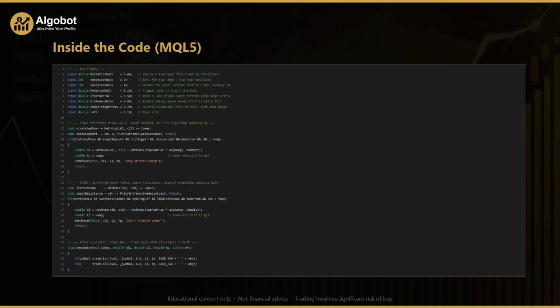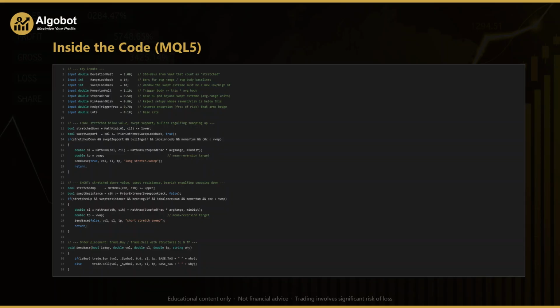It checks stretched up against the upper band and swept resistance for a new high, then requires a bearish engulfing, a downward imbalance, momentum, and price still above the VWAP. The stop loss goes just above the swept high. The take profit again targets the VWAP, and send base is called with false to place the sell.